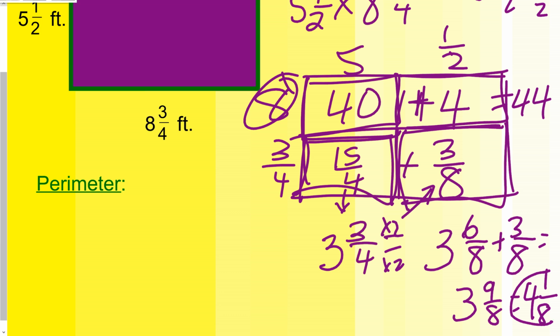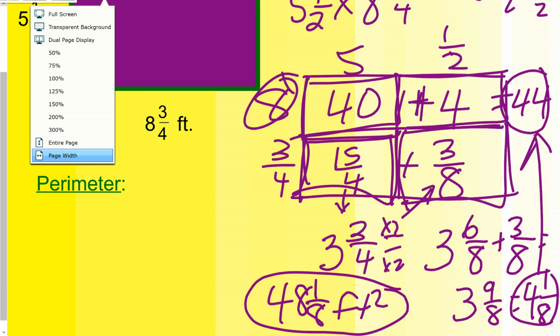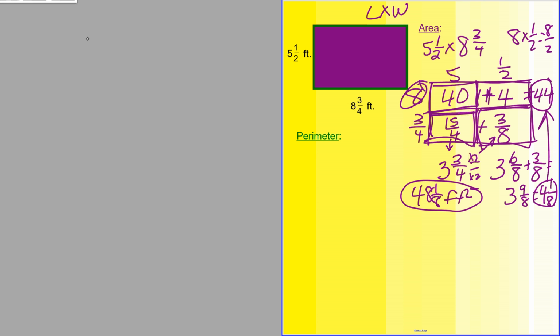And then I have to take that 4 1/8. I need to add it with my 44. I don't want to forget that piece up here. So my final answer is 48 1/8. In this case, feet squared, or square feet. Now that's one way to solve it using the area model. Let me show you the second way that I can do that.